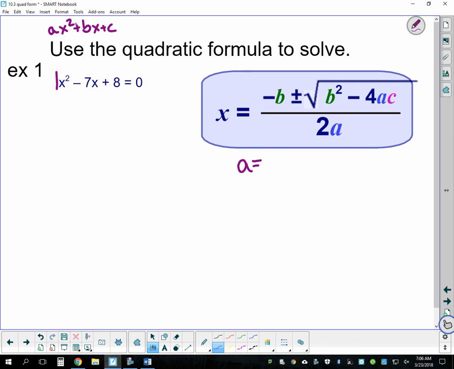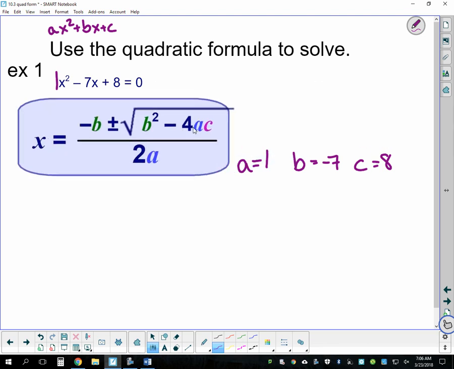A lot of times students want to tell me it's the x squared. No, it's never the x's. It's the number in front of the x squared, which in this case is 1. B is the number in front of the x, and you want to use your sign, so that's a -7. And c is the constant at the end, that's a +8. Okay? So then it's just a matter of taking those three variables and plugging into this formula.